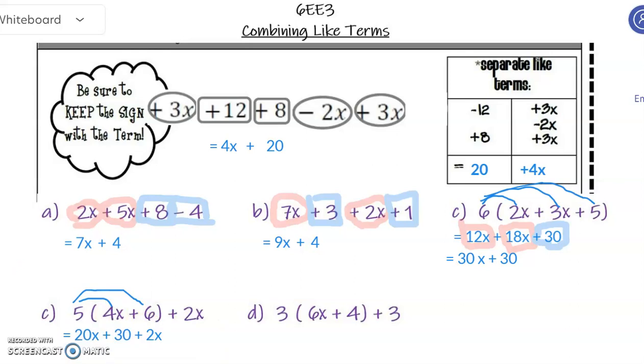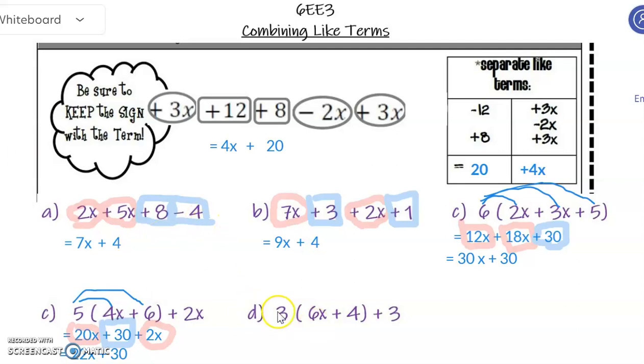Then I need to combine like terms because I see that I have some like terms here. So I'm going to deal with my 20x and my 2x, and then I just have a 30 for a constant by itself. So I end up with the answer 20x and 2x is 22x, and then I'm just going to bring down plus 30 because there's no other constant. Okay, I have one more here.